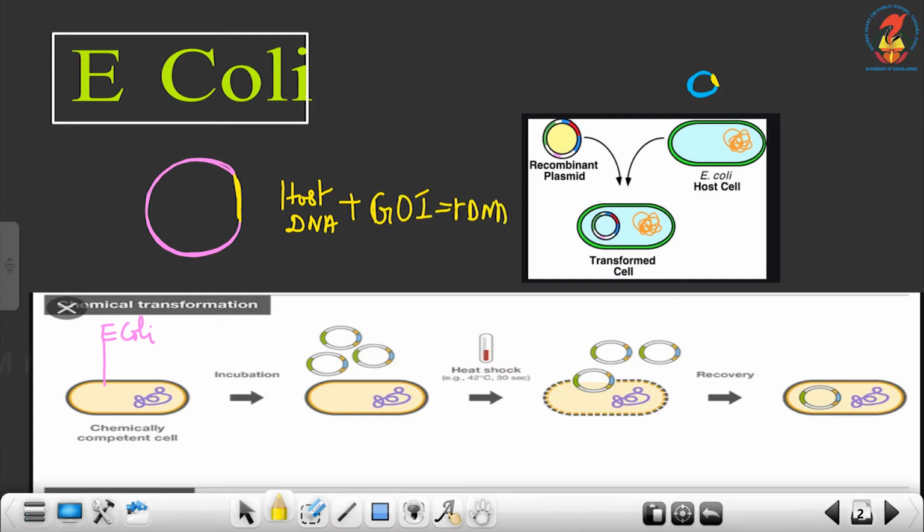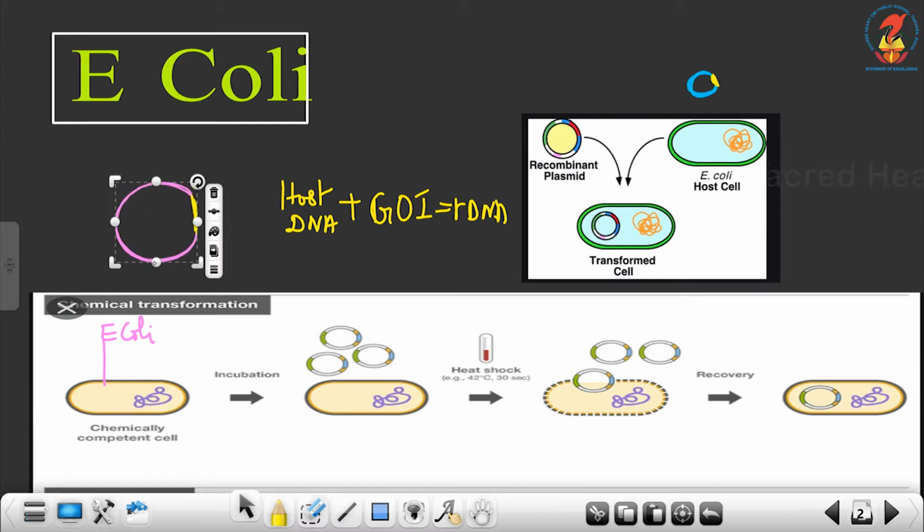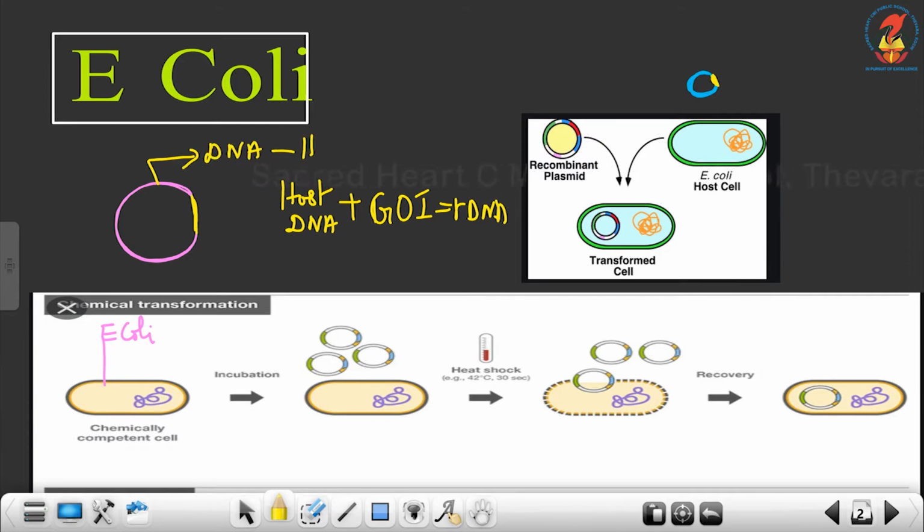Now, it is a stage where this rDNA should get into the host E. coli. It is not easy for this rDNA to get into the host. The reason is that the DNA is hydrophilic. So, why doesn't it get easily into the E. coli bacterium? The reason is this: the DNA is hydrophilic. So, what has to be done is we have to make the host competent.